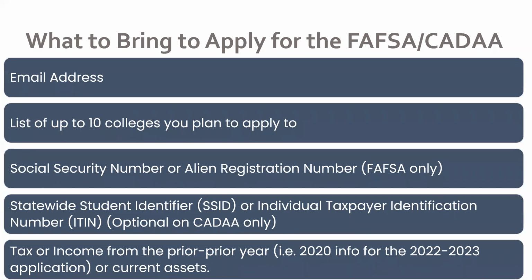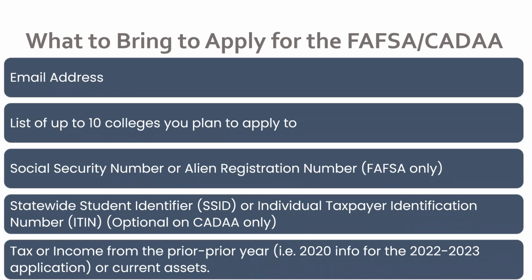They're also going to want to have a list of which colleges they want to apply to. This can be up to 10 colleges, but it can also be at minimum 1. And they can always update this and change this if they need to. We'll talk more about that.